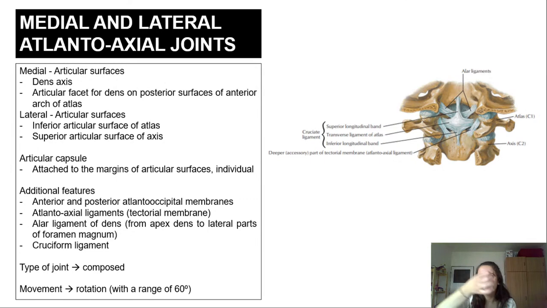Foramen magnum is the massive opening on the skull, to call it somehow. And then the final one is going to be the cruciform ligament. Cruciform means cross-shaped, so you can very well see here that it is composed of three parts. So it's the superior longitudinal band and the inferior longitudinal band, both of which start from the transverse ligament of the atlas. That is going to join both lateral masses of the atlas. The superior one joins the occipital bone, and the inferior one joins the body.